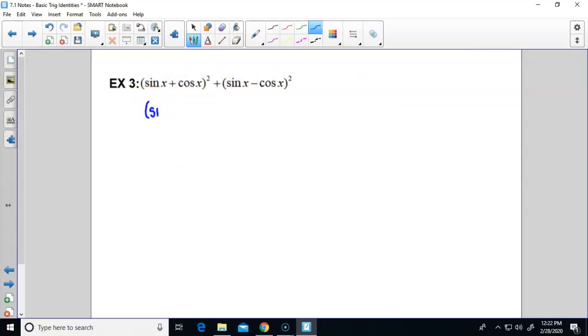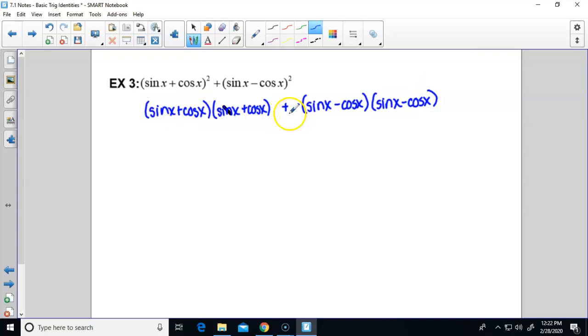Whenever we see sine x plus cosine x squared, that means sine x plus cosine x times sine x plus cosine x. This one's going to get a little bit long. And same thing over here, we'll have sine x minus cosine x times sine x minus cosine x. And you could double square here. You don't necessarily have to write it out the long way.